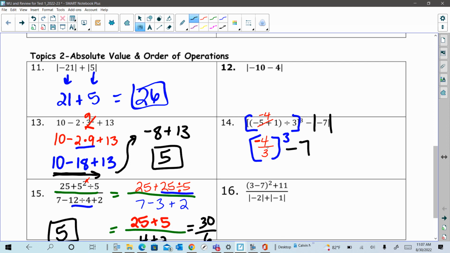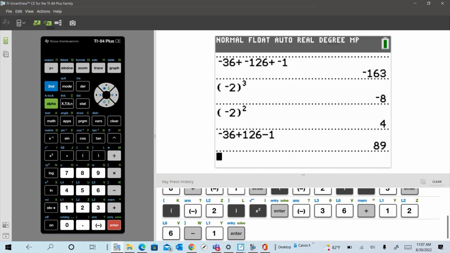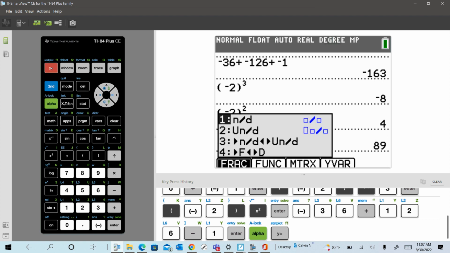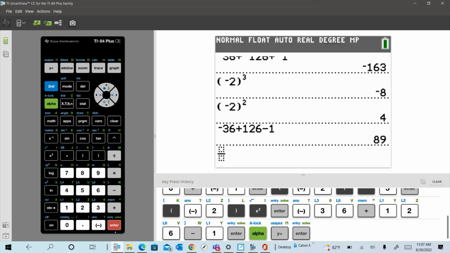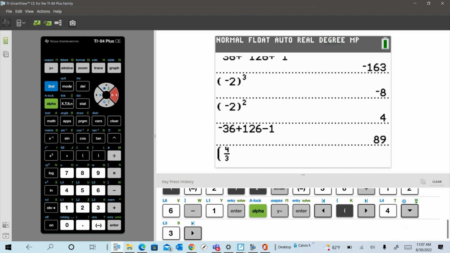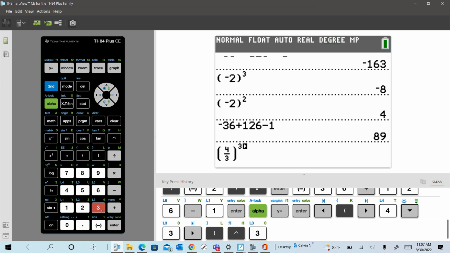So we can put this here in the calculator. If you want a review on how to do a fraction in the calculator, you have to hit alpha, green button, and then y equals, which is above, the blue button, upper left-hand corner, then hit enter. That gives us a fraction. I forgot to put my parentheses, guys, so I'm going to arrow to the right to get my parentheses. And then a 4 on top, a 3 on the bottom. Close my parentheses, and I'm going to put it to the third power.